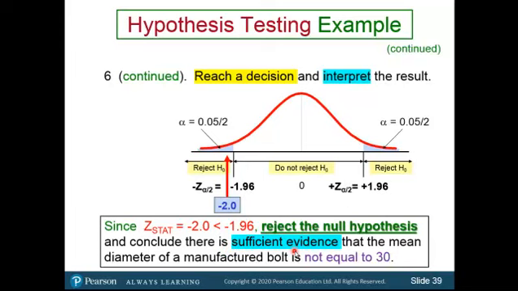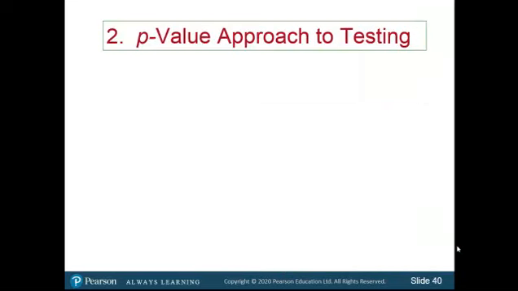So here, since we reject the null hypothesis, we conclude that there is sufficient evidence that the mean diameter of a manufactured bulb is not equal to 30. Okay, now let's take a look at the p-value approach for testing hypothesis.